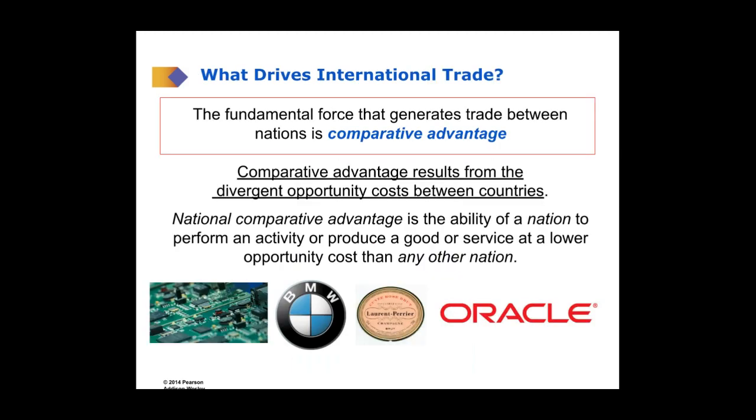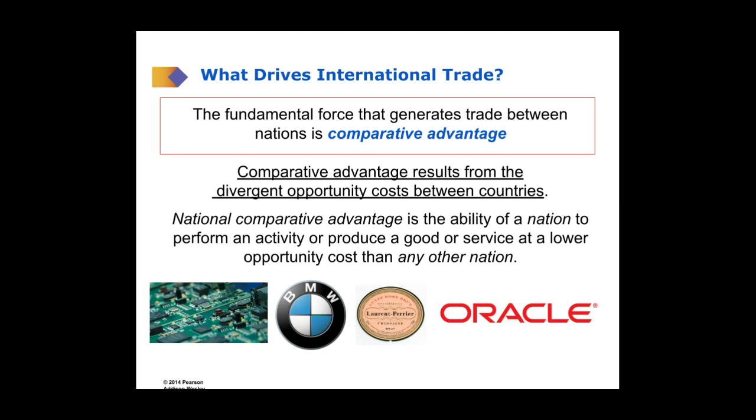Now, what drives international trade? The fundamental force that drives international trade is comparative advantage. This is the same set of forces that drive trade in general. We say that when people within an economy specialize along comparative advantage and then they trade, both parties are better off. The same thing is true when nations specialize around comparative advantage and then trade. Both countries and the people within both countries are also better off.